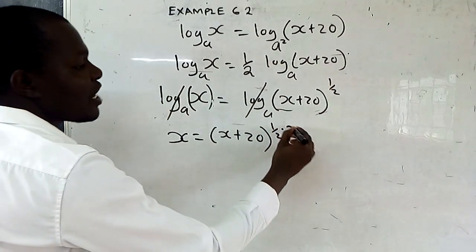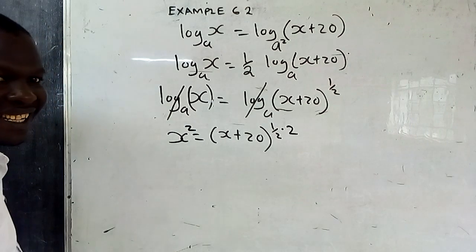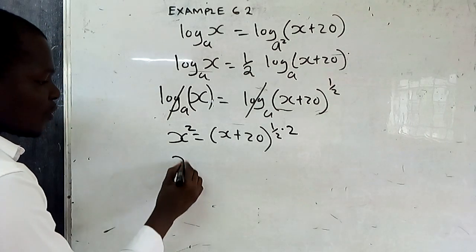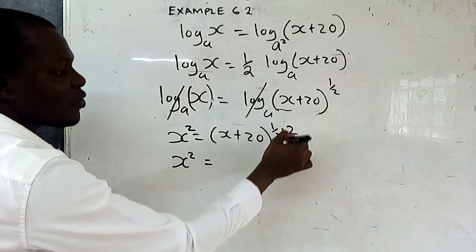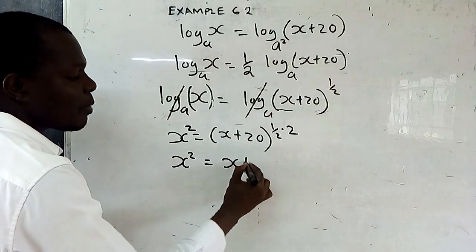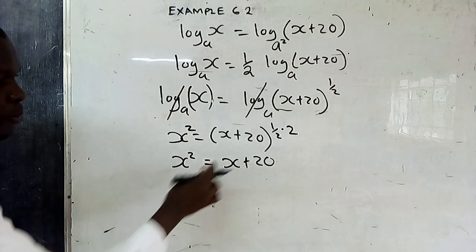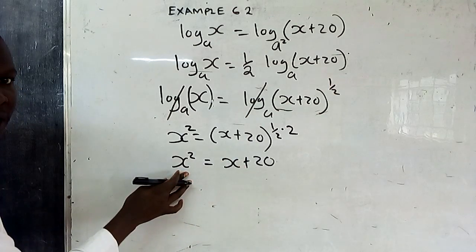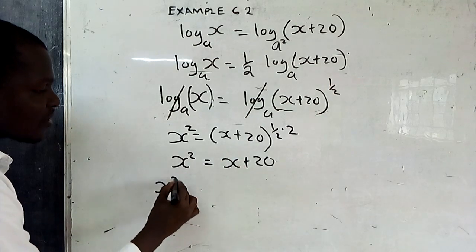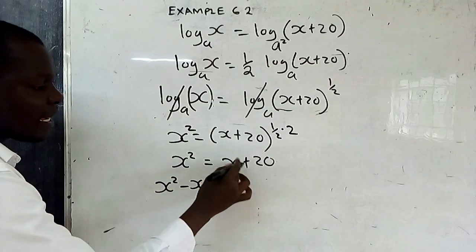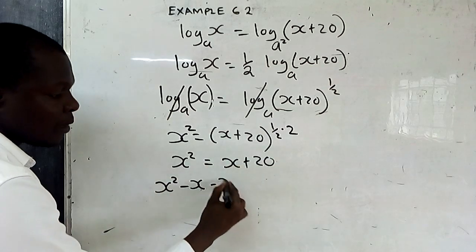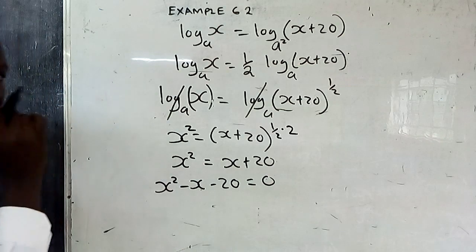So how do you get rid of this power half? You multiply both sides of the equation by 2, isn't it? Are we together? So that you get x squared is equal to half goes with the 2, then you remain with x plus 20. So are you seeing this is now quadratic? You bring this on the other side of the equation, isn't it? So we have x squared minus x minus 20 is equal to 0.